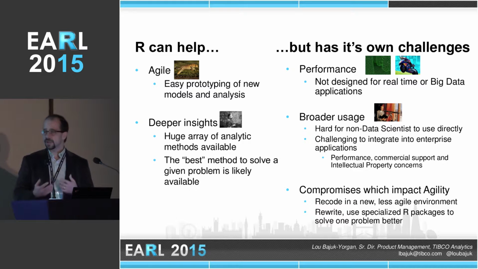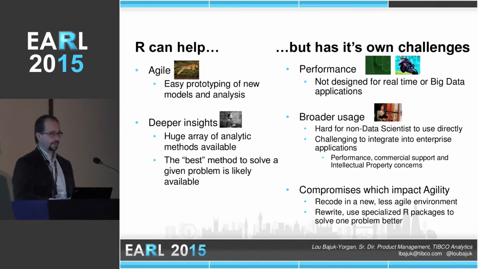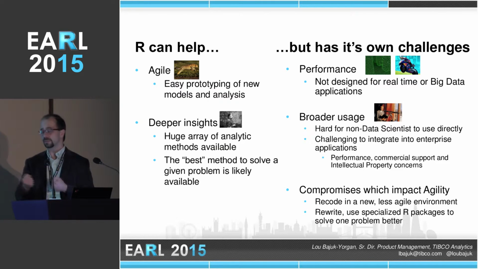R can also be very challenging to integrate into enterprise applications because of these concerns. IT may have concerns around performance, around limitations in commercial support. Depending on the nature of the business and what you're doing with it, there might be intellectual property concerns of embedding this GPL engine into something, especially if you're redistributing it to your own customers. And because of these performance concerns and these limitations around broader usage, you can also often run into compromises.